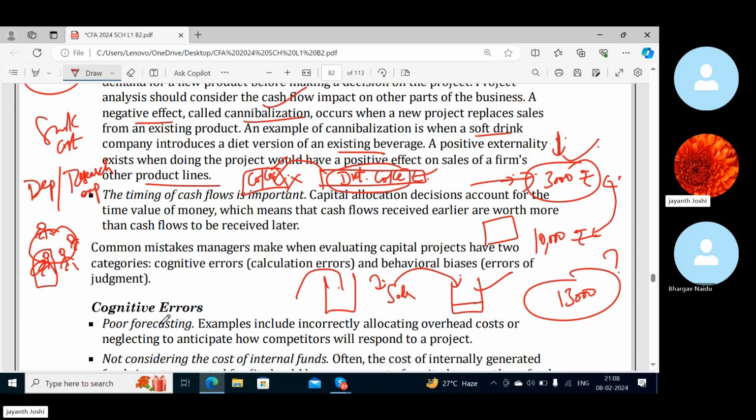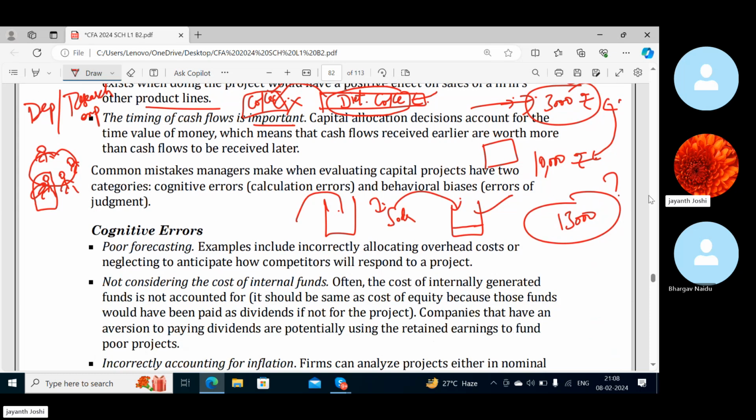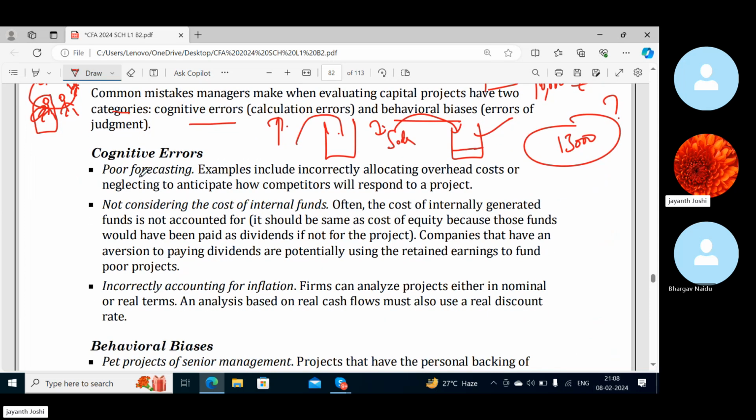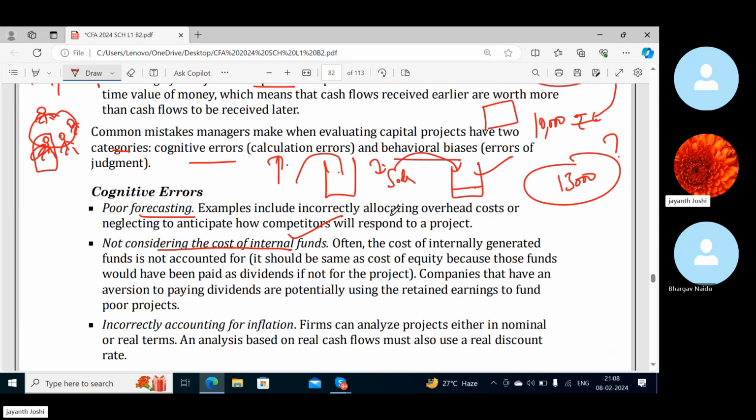Okay. Timing of cash flows is very important, and that is usually at the end of the year. Common mistakes managers make when evaluating capital projects have two categories: cognitive errors and behavioral biases. Cognitive errors are calculation errors and behavioral biases are errors of judgment. See, calculation errors can happen because everything you are estimating, you are forecasting, you are not considering the cost of internal funds. Examples include incorrectly allocating overhead costs or neglecting to anticipate how competitors will respond to a project.